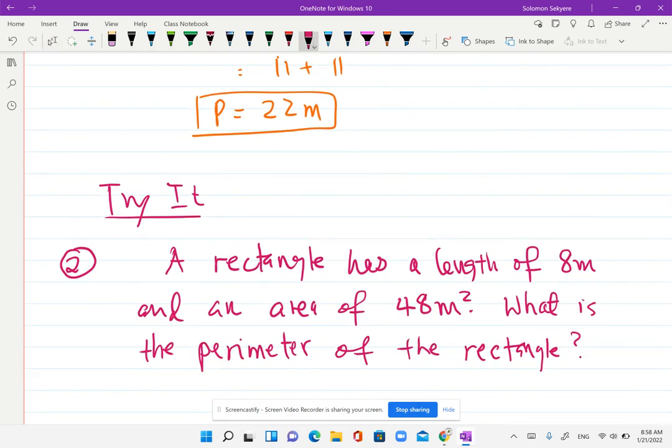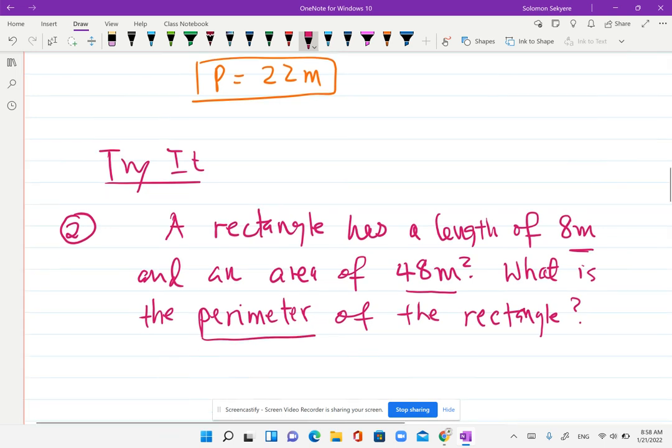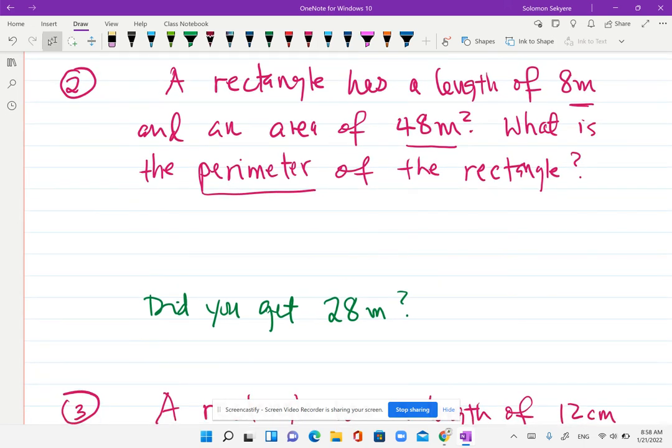Now we have a rectangle of side 8 meters and an area of 48 meters squared. What is the perimeter? Pause the video, try this question, come back and check your answer. Did you get 28 meters? If you did, you're correct.